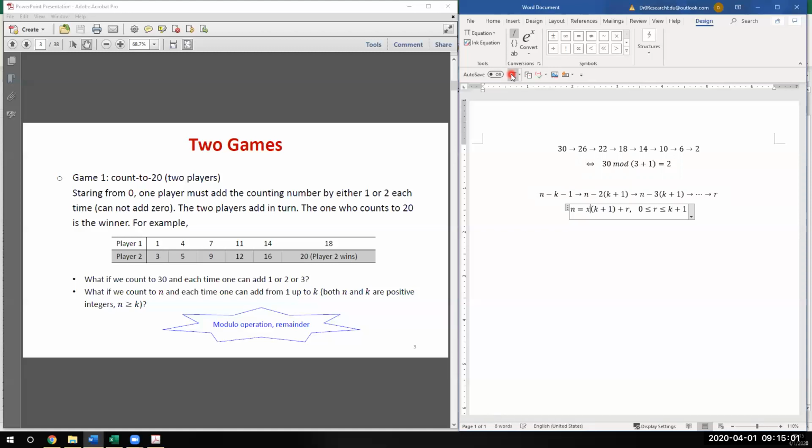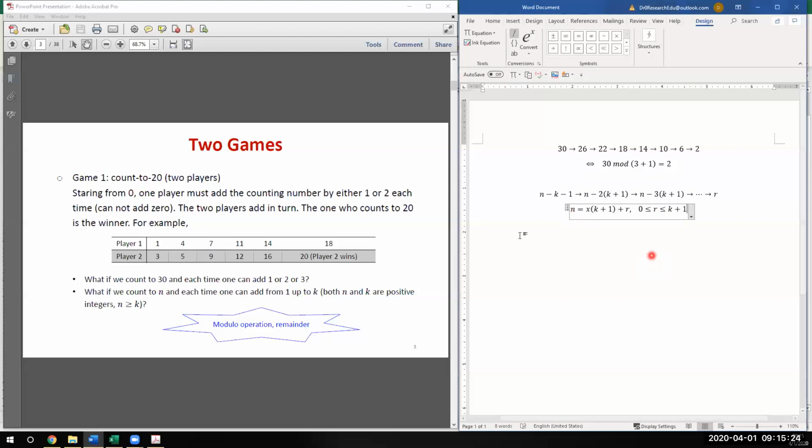So for example, you can consider n equals 30 and k equals 3. Then your x equals to what? Your x equals 7. 7 times 4 equals 28 plus 2 equals 30. And hence your r becomes 2. Why? Because r has a range that must be greater than or equal to 0 and less than or equal to k plus 1, right?